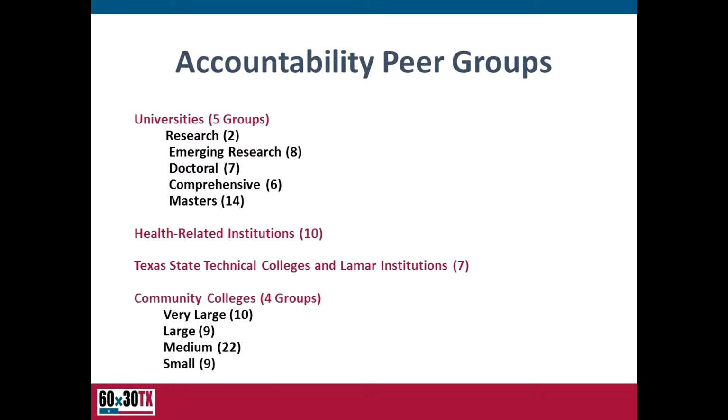We have 10 health-related institutions. We have 7 TSTC and Lamar institutions, and of course, the Texas State Technical Colleges are in one institution from one perspective, and then we have community colleges, and the community colleges are grouped simply by size, from very large to small.